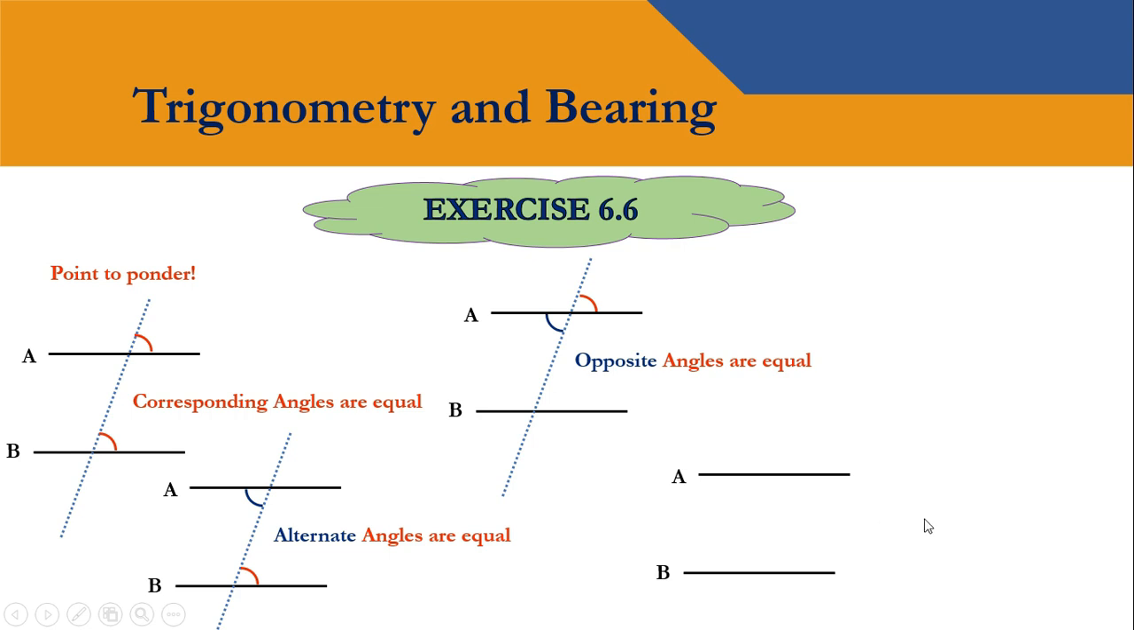So here are parallel lines. Angles on a straight line sum to 180 degrees. These four pieces of information will be helpful in solving the questions of exercise 6.6: corresponding angles, alternate angles, opposite angles, and these angles are called supplementary angles. So remember these four pieces of information.